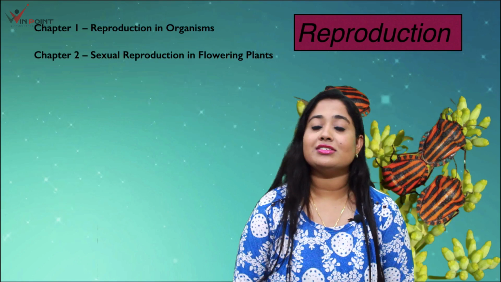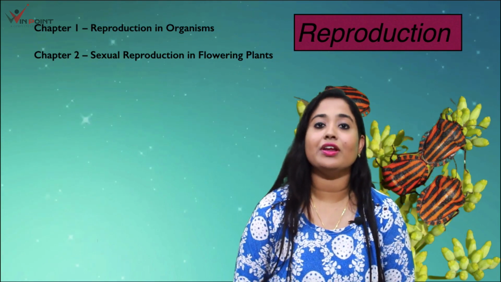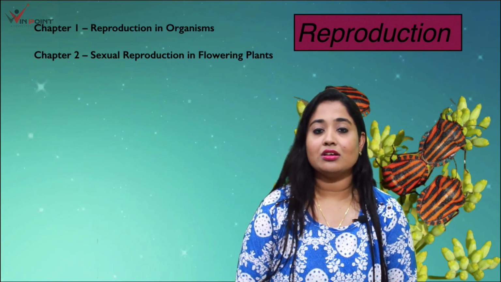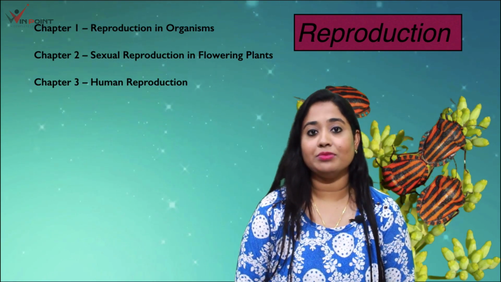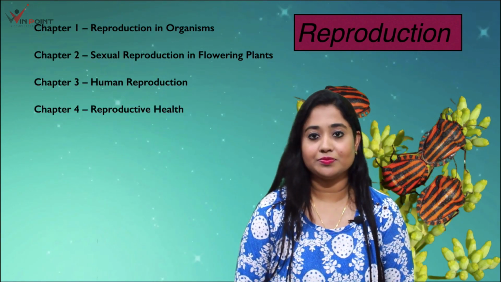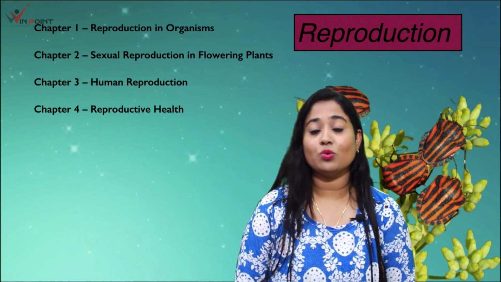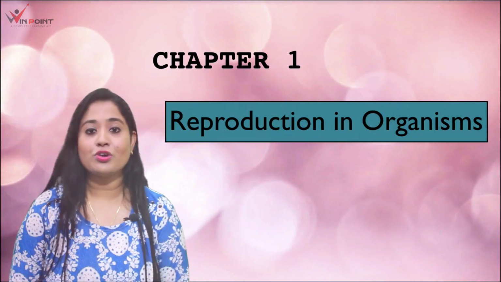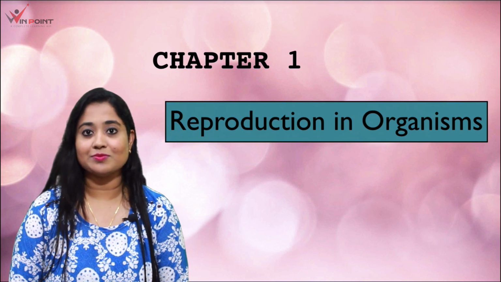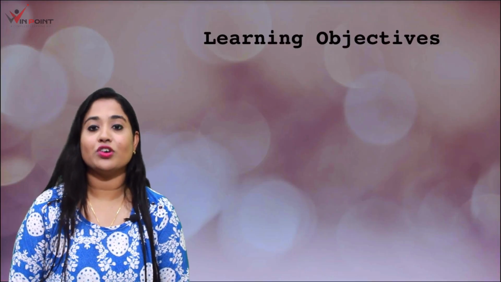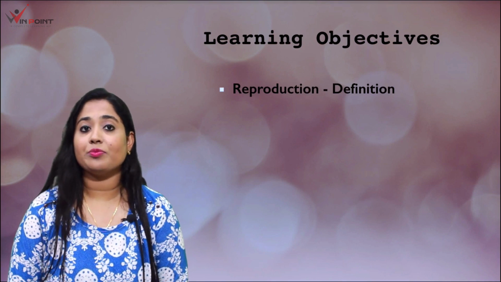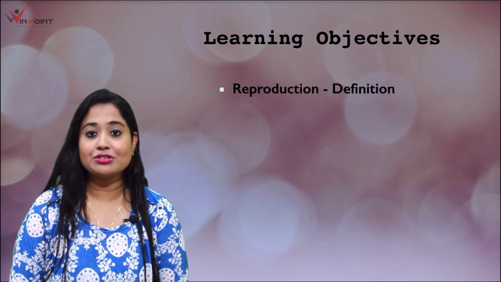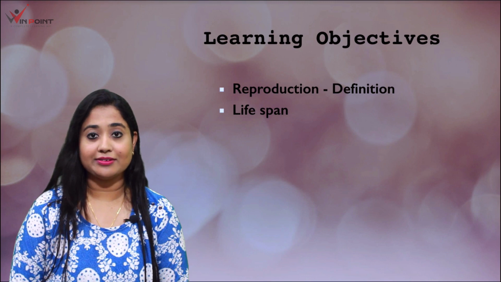Chapter 2, Sexual Reproduction in Flowering Plants. Chapter 3, Human Reproduction, and Chapter 4, Reproductive Health. Let's begin with Chapter 1, Reproduction in Organisms. Learning objective for this session will be, you will be studying about reproduction, its definition and lifespan.